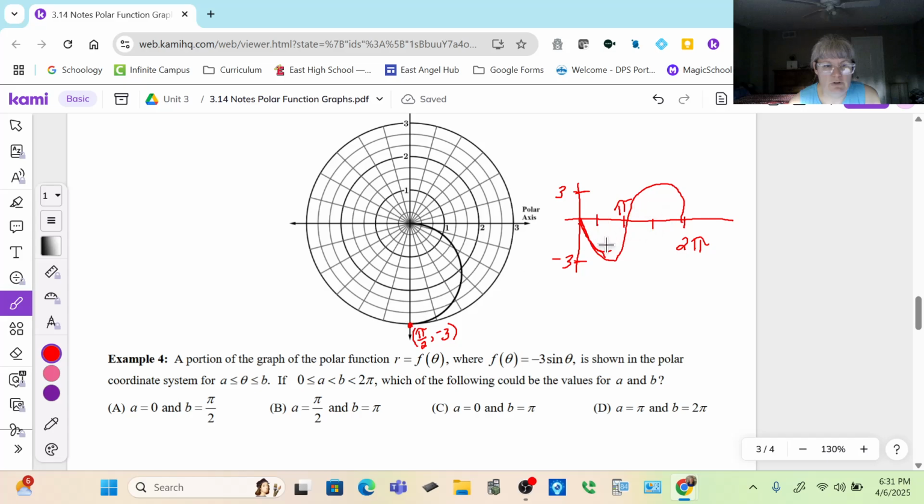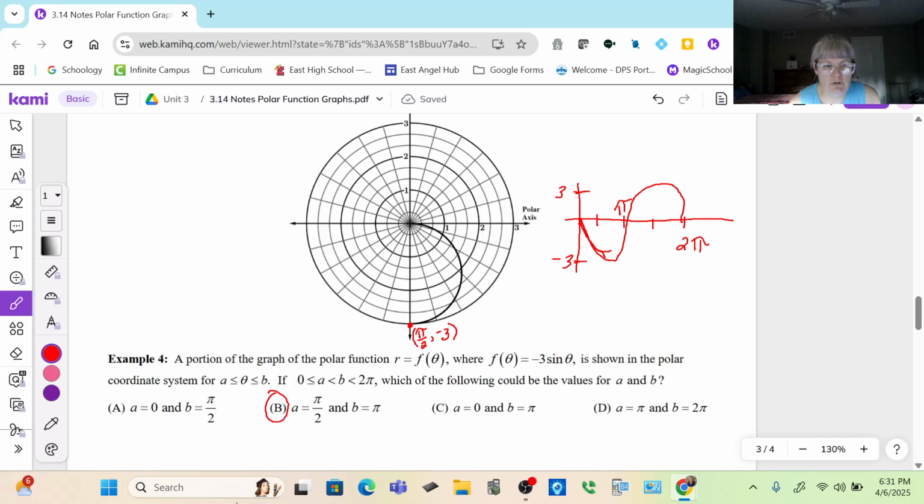Then what happens to the graph is it becomes less negative until we get to 0. So we're becoming less negative as we follow these values after pi over 2. Negative would put us over in this fourth quadrant until we get to 0. So since I'm going from pi over 2 to pi, that's going to be my answer here. It's going to be B.